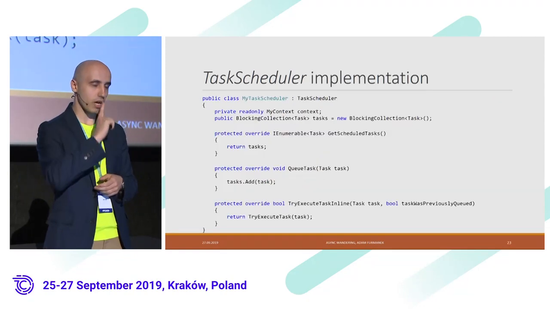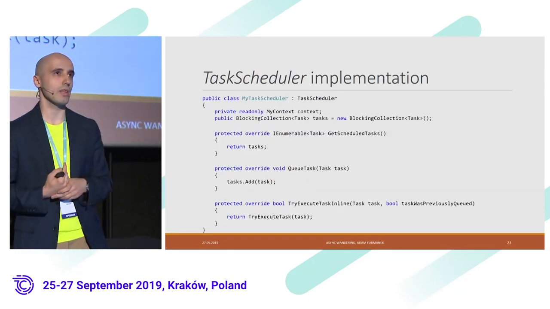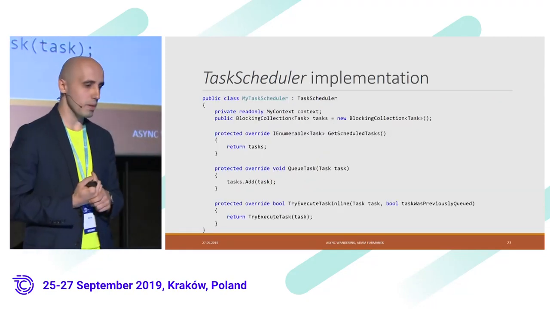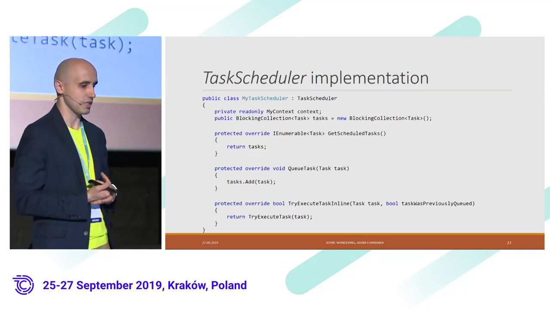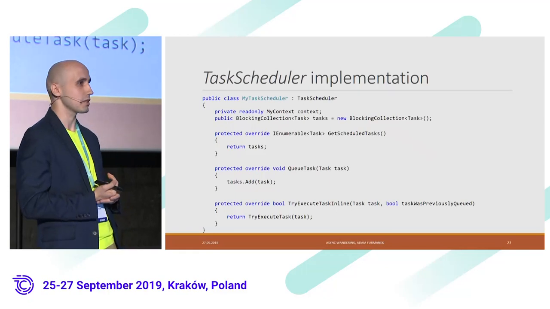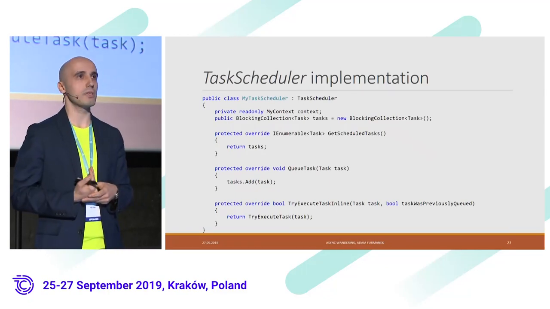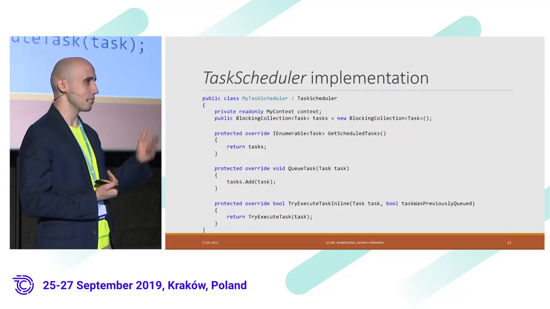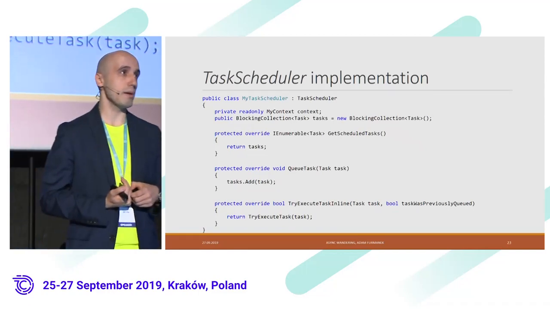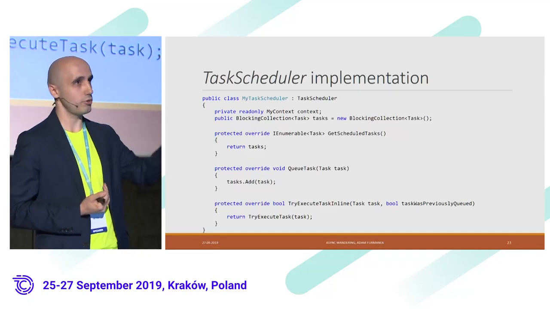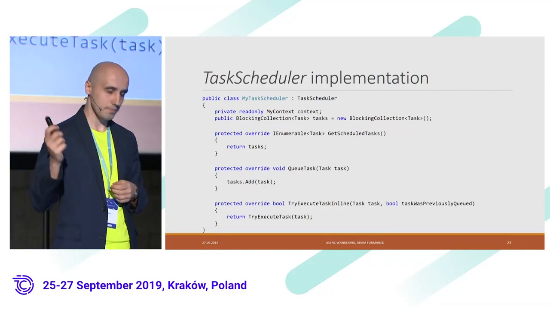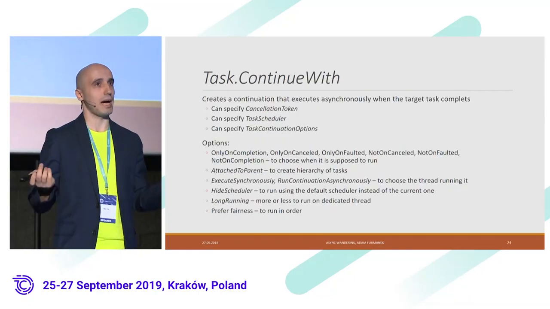When it comes to how to implement a task scheduler, it is something like this. What we need to do is basically take a collection of tasks, which we just get and try executing them. That's all. I don't expect you to remember this code or to learn what is happening here. What I want you to remember is that we know how to implement a task scheduler, and we'll use it later during this talk.